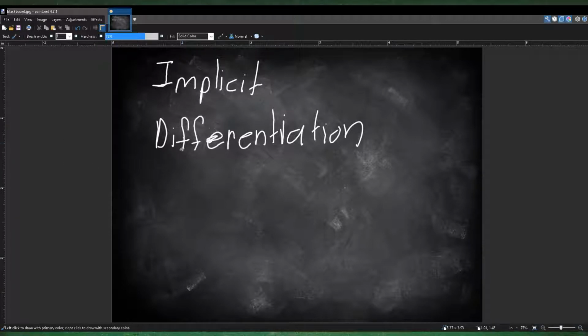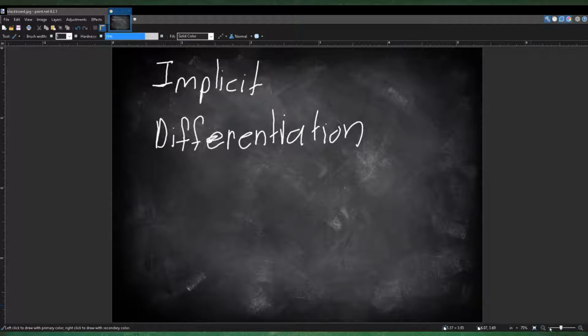Basically, implicit differentiation is another word for finding a derivative. Differentiation is just another word for derivative. But instead of finding a derivative with one variable, now you have two. So what does that basically mean?